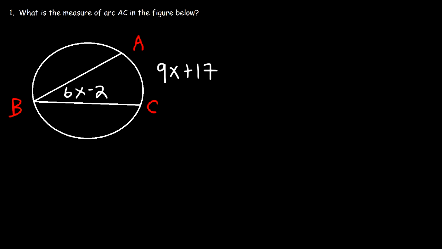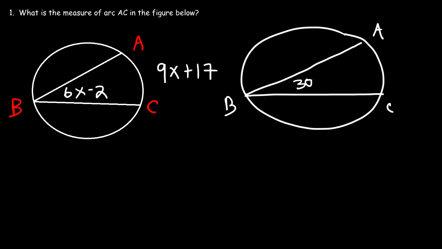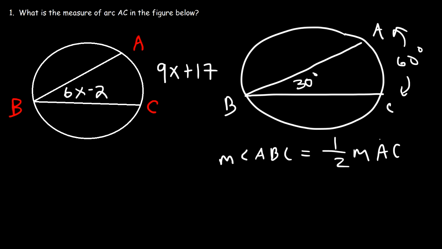So first, we need to understand the relationship between angle B and arc AC. So let's say this is ABC. If angle B is 30, arc AC is going to be 60 degrees. You need to realize that the inscribed angle, that is angle ABC, is 1/2 the measure of the intercepted arc, and that is arc AC. So angle ABC, that's 6x minus 2. It has to equal 1/2 of 9x plus 17.